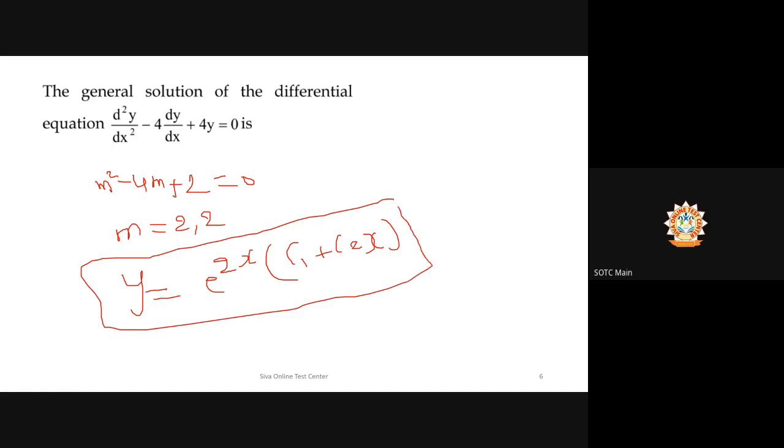So roots are real and equal. Then your general solution y is equal to e power mx, that is e power 2x into, let's consider the constants are c1 plus c2 x. That's it. This is your answer, right? So now try to see the next one.